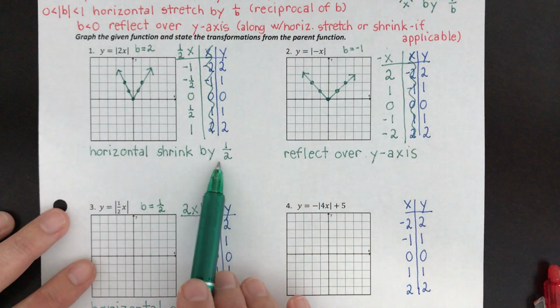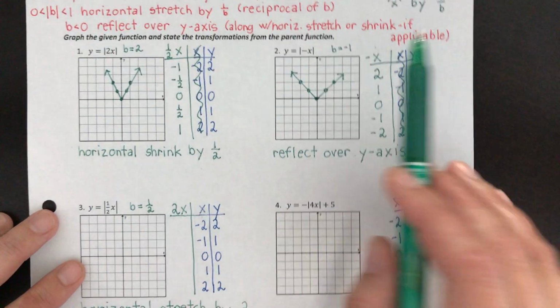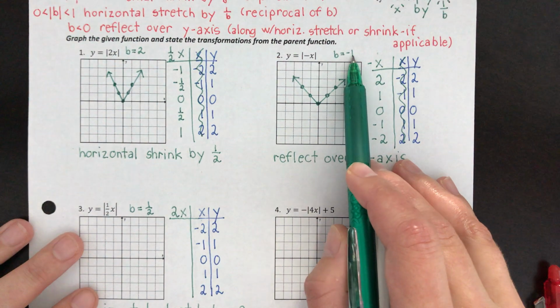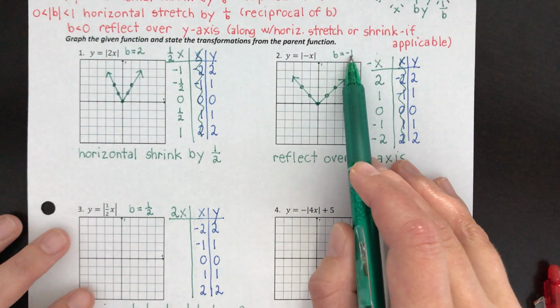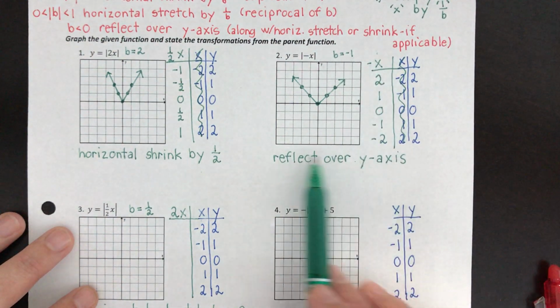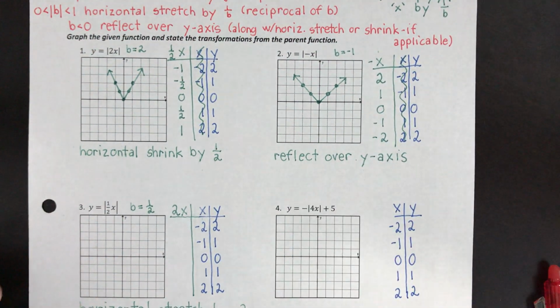You always reciprocate it here for your words. Okay, in this case, none of that really needed to be done. It did, but -1, when you reciprocate it, it's still just -1. That's why it was the same here. And when you say reflect, you don't need to put a value there.